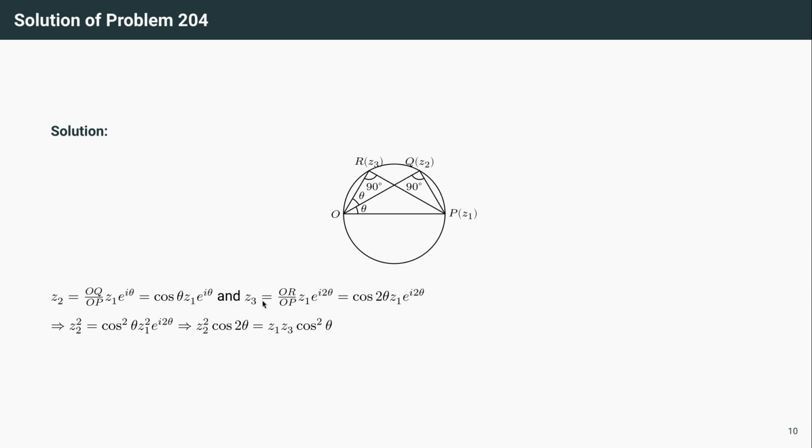Similarly, Z3 would be Z1 e to the power i 2 theta cos 2 theta. So from these two equations, we have Z2 square is equal to Z1 square cos square theta e to the power i 2 theta. And so we have Z2 square cos 2 theta is equal to Z1 Z3 cos square theta, which is what we needed to prove.